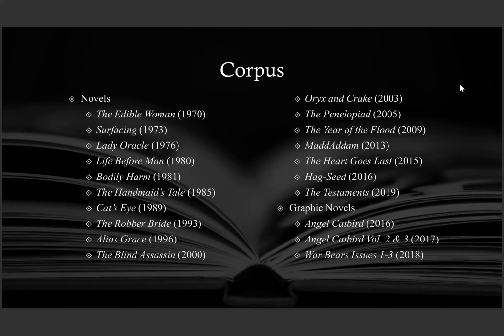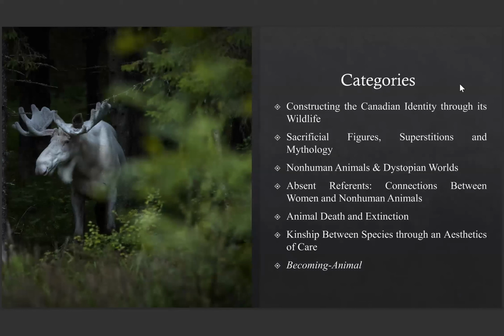So we have these works, and having read all of them, I've come up with several categories under which Margaret Atwood portrays animals. For example, I have considered that they play a fundamental role in constructing the Canadian identity through its wildlife, as we will see next. Additionally, we see how they're part of the mystical world and ultimately become sacrificial figures.